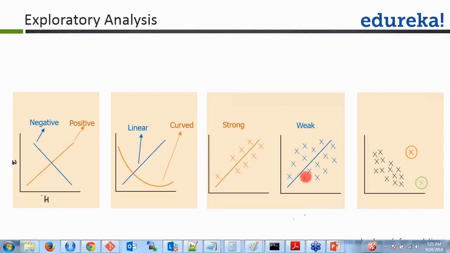And one can also talk about the strength of relation. So here in this example, for instance, there are two scenarios. One is emphasizing that there is a strong relation.